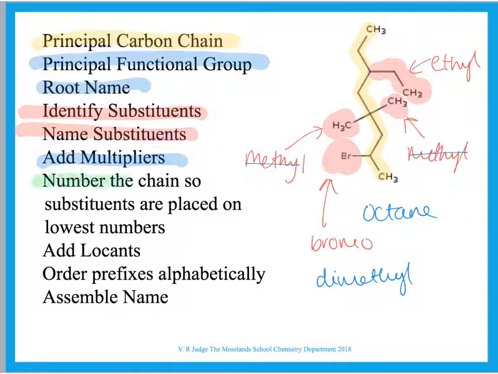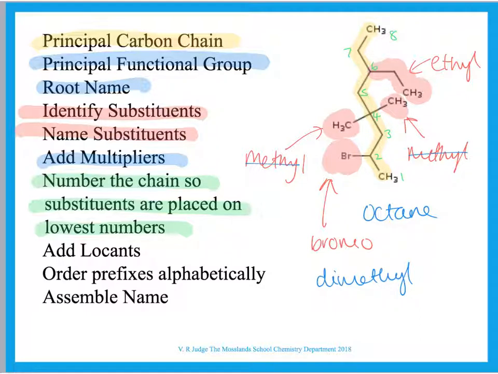And now we are up to numbering the chain so that the substituents are placed on the lowest numbers. So if you have a look at it, you can see that if you were to start numbering from the top, you would end up with your first substituent on carbon 1, 2, 3, 3, 4, 5, 6, 7, 8. Okay, 3, 6, and 8. If you were to number from the other direction, you can see that you'd end up with it on carbon 2, 4 and 4, and 6. So that gives you the lowest number. So we're going to start numbering from down here. Carbon 1, 2, 3, 4, 5, 6, 7, 8 at the top.